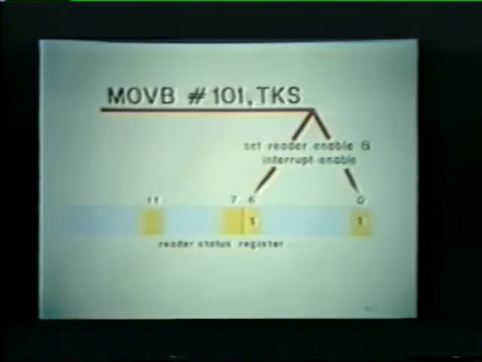Another way to set one or more bits of a CSR is to move a data byte into the register. Here, we're using the PC immediate mode to set both the reader enable and interrupt enable bits. This instruction will start the reader and then allow an interrupt as soon as the data is in the reader buffer register and the done bit is set. The reader status register is identified as TKS at some other point in the program.